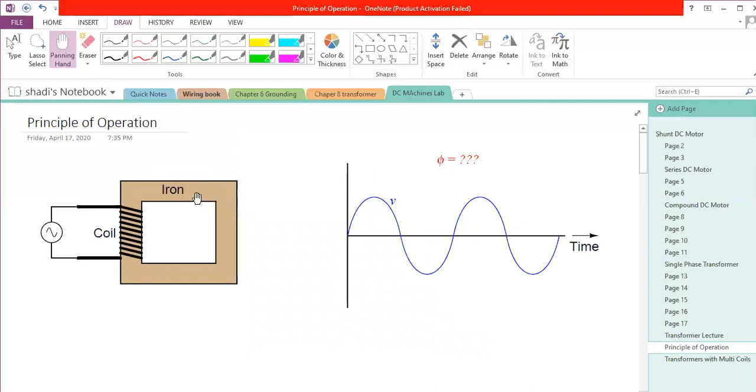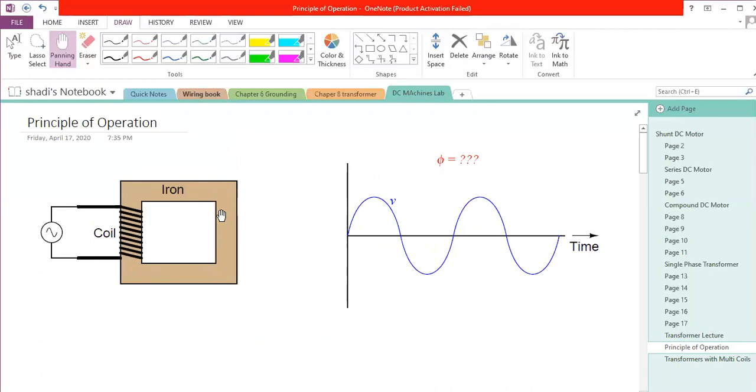Now, the main function of the iron or the core of the transformer is to carry the magnetic field which is generated by the primary winding and have it move through this core. And later on, we will see that on the other side of the transformer, we will have the secondary winding.